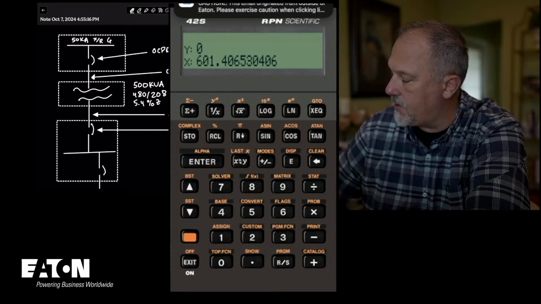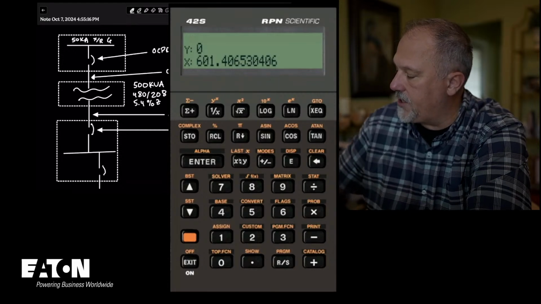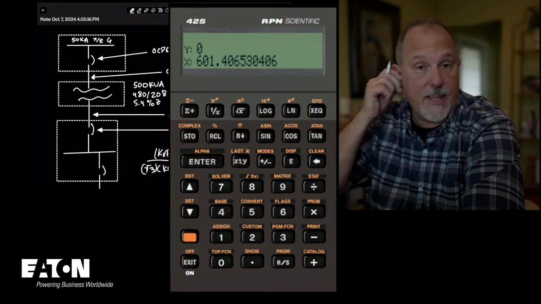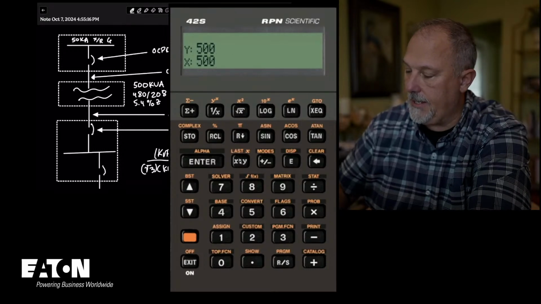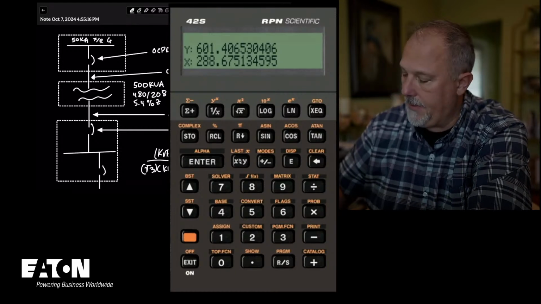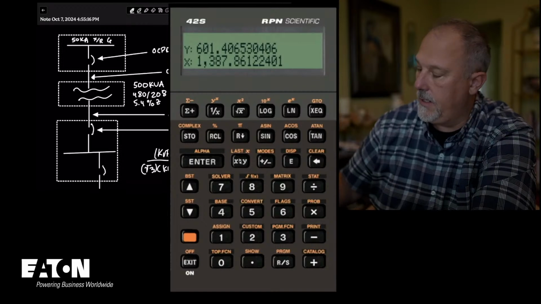601.4 amps. The full load amps on the secondary is going to be the same equation. Remember, the equation is kVA divided by the square root of 3 and divide that by kV. And that kV will be either primary or secondary. So 500 kVA, square root of 3 divide, and then this will be 0.208, 208 volt secondary divide.